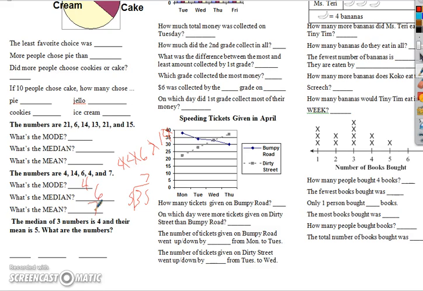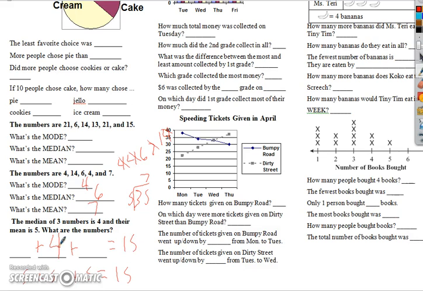The median of 3 numbers is 4, and their mean is 5. What are the numbers? Well, if the median is 4, that's got to be the one in the middle. And if the mean is 5, that's like if they were all 5. So 5 plus 5 plus 5 equals 15. So I need the sum to add up to 15.